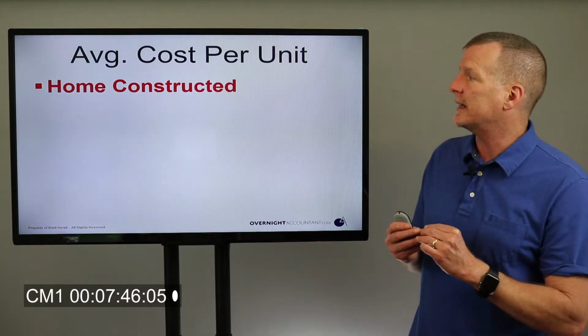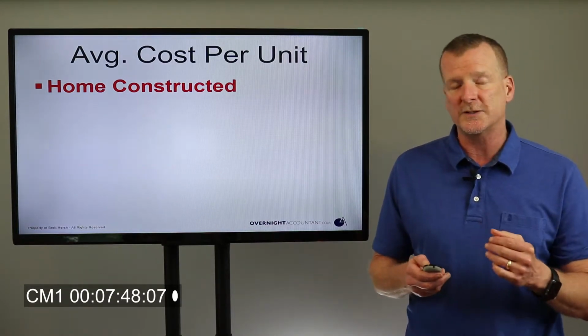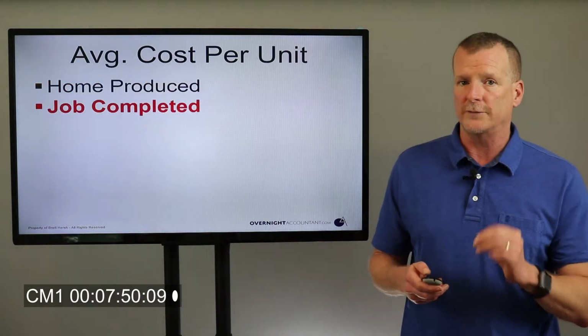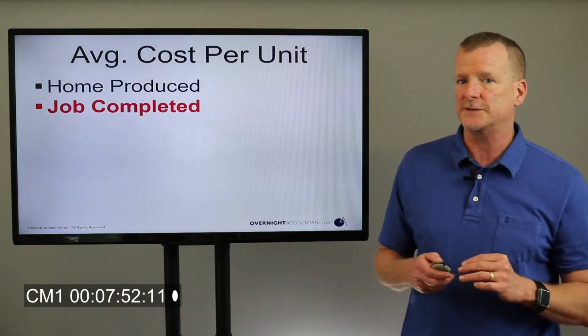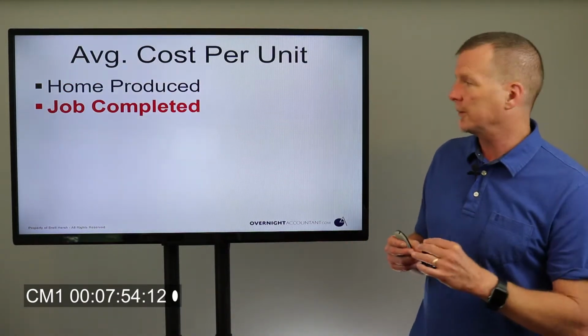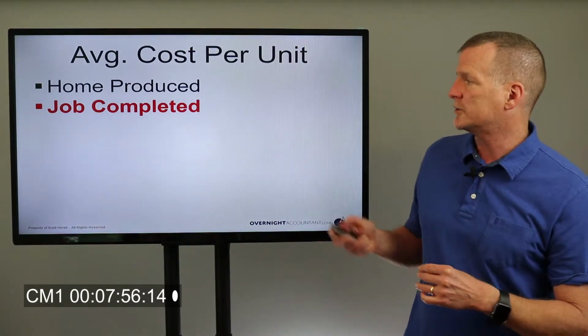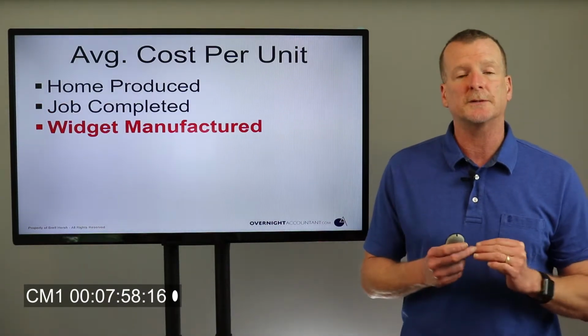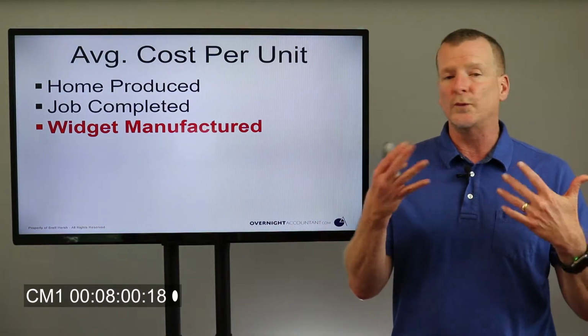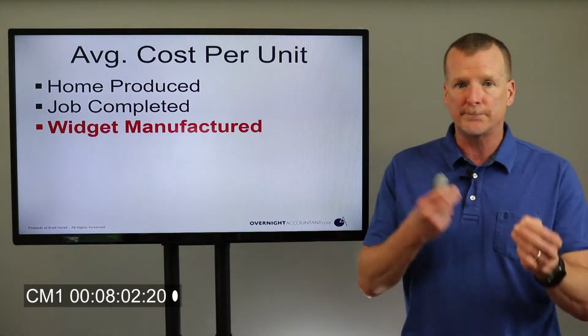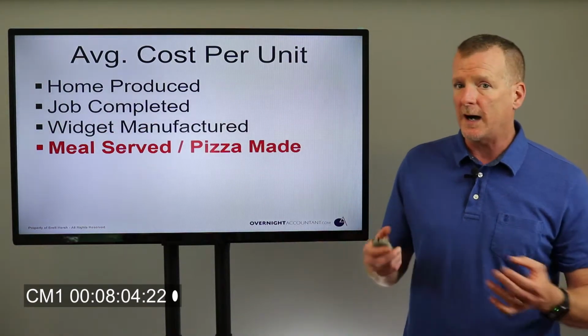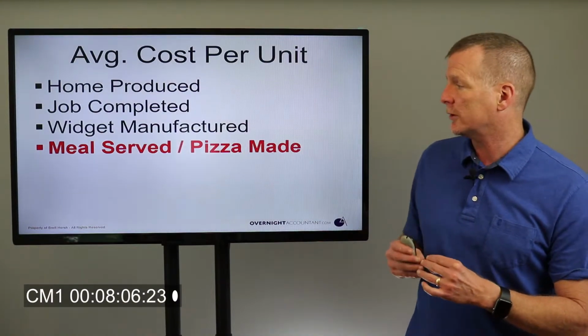However, we need to determine an average cost per unit. That could be a home constructed, particularly if you're a tract builder or if you're building your townhouses, for example. Items that are very similar in what you're selling. Or job completed: what's your average cost per job completed, average cost per widget manufactured, average cost per birdhouse manufactured, average cost per meal served.